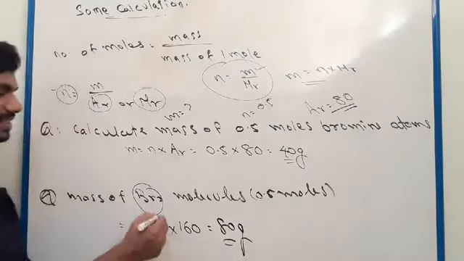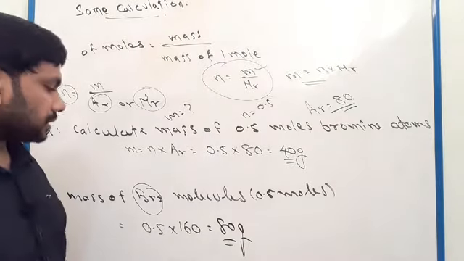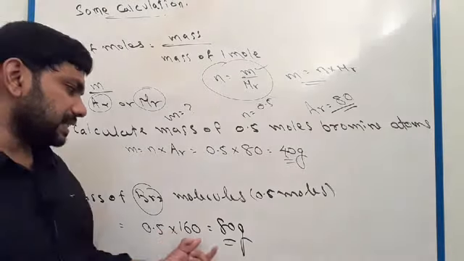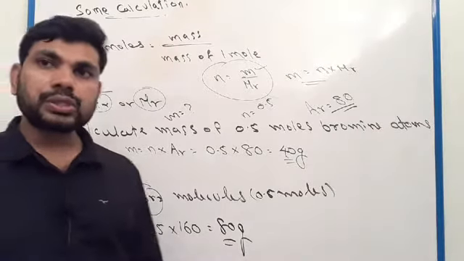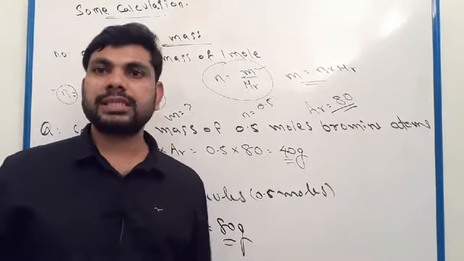So 0.5 times 160 means half of 160, so it is 80 gram. So simply you can calculate using this equation.